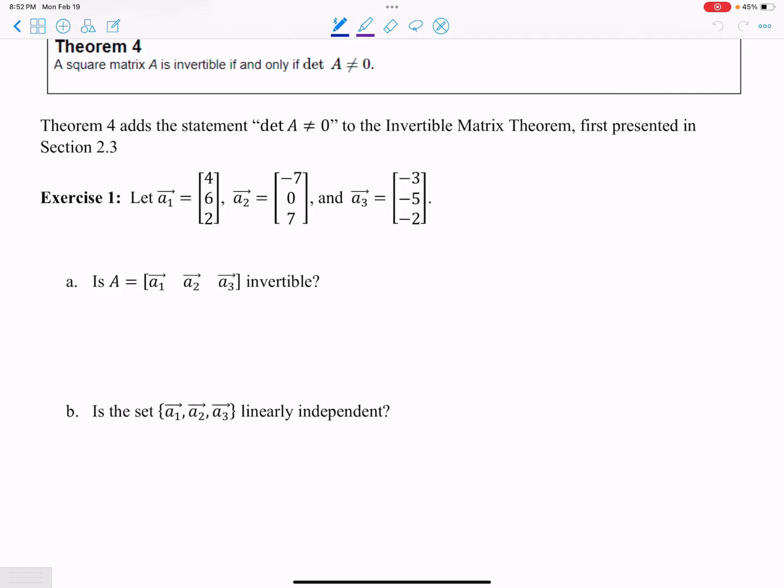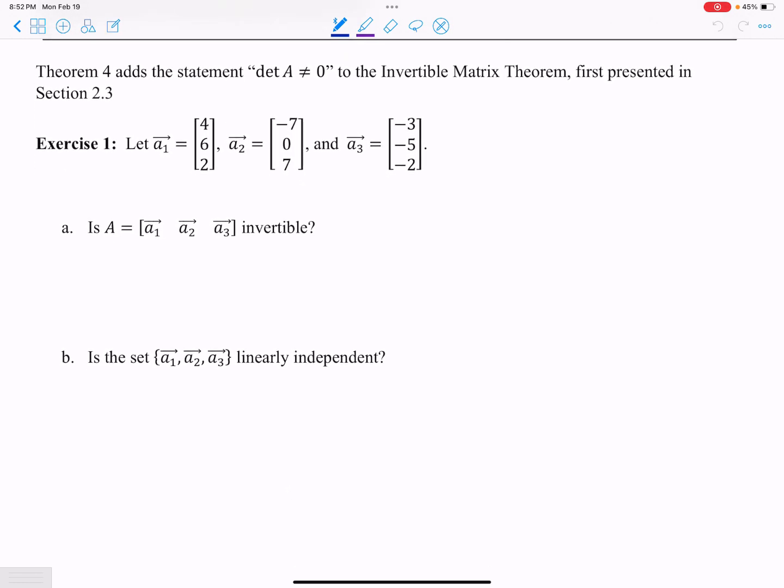In this first exercise, we are given 3 columns, A1, A2, and A3, and we want to know if the matrix with all those columns is invertible or not. We have many things we could do. We could take this and row reduce it and see if we get the identity, but we're going to do it another way. I'm just going to look at the determinant of this matrix. So I'm going to use that shortcut method for the 3x3.